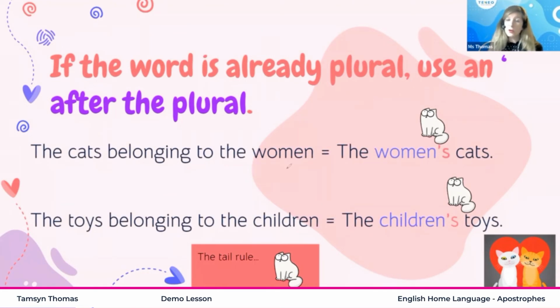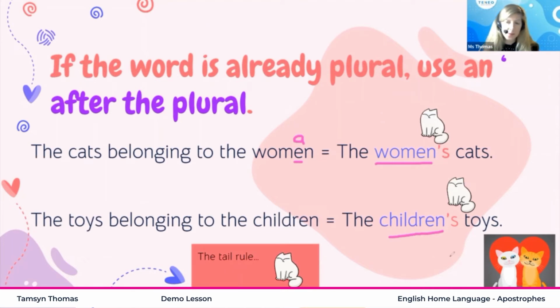If the word is already plural, use an apostrophe after the plural. You know that we get one woman, two women, two or more women. So we are dealing with plurals here, more than one. Apostrophe Cat has his tail on the apostrophe, and what's to the left is women. So the cats belong to the women, in other words, belonging to more than one woman. In the second example here, we have the toys belonging to the children.